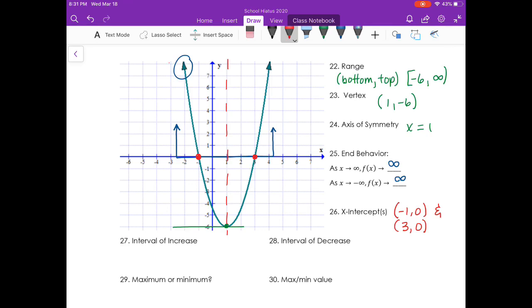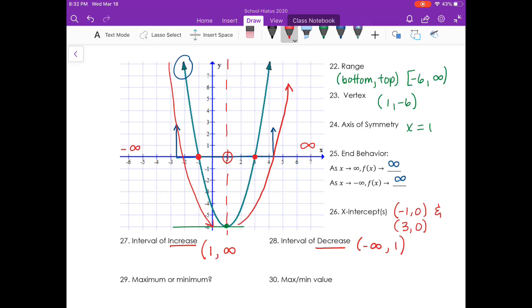From the left-hand side of the graph at negative infinity on the x-axis, the y values are going downward or decreasing. So our interval of decrease will be from negative infinity to 1. At the axis of symmetry, the y values for the function begin to increase, and they increase all the way to positive infinity on the right-hand side of the graph. So our interval of increase will be from 1 to positive infinity.